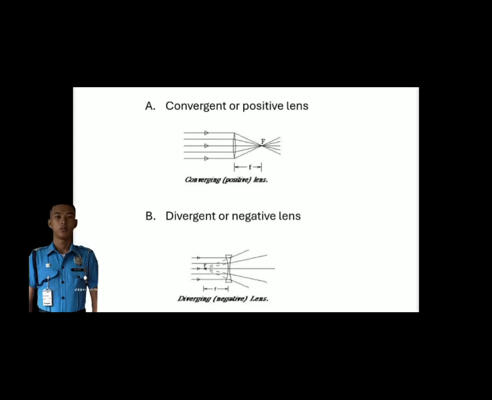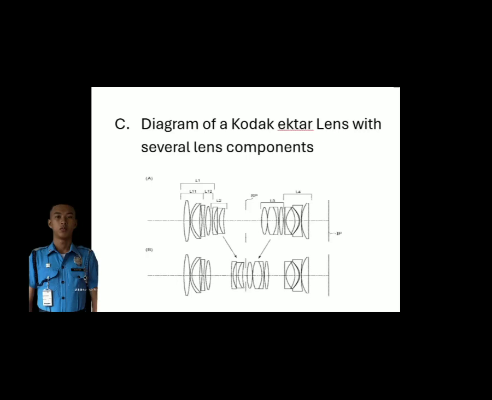So the next one is the diagram of a compound lens with several lens components. As you can see in the image, there are a lot of lenses used to enhance the quality of our image or to make our image more beautiful or clear.